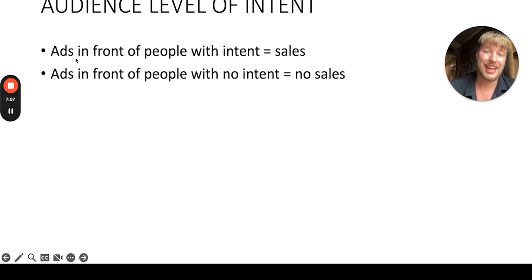Now we put ads in front of the people with intent. It means you get sales. But if you only use a curiosity image like other gurus are teaching you, of course you're going to get a lot of clicks, but they will not buy. Why? Because there is no buyer's intent. So it means no sales.